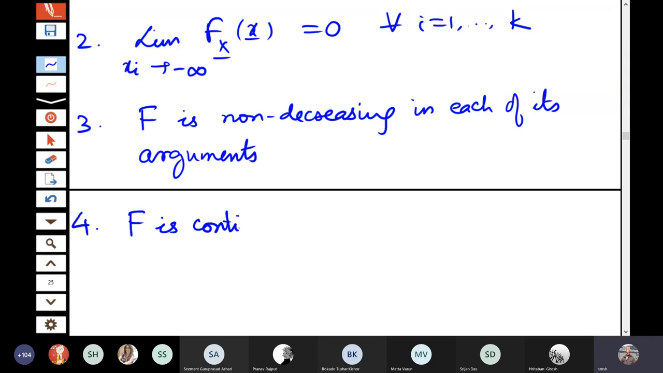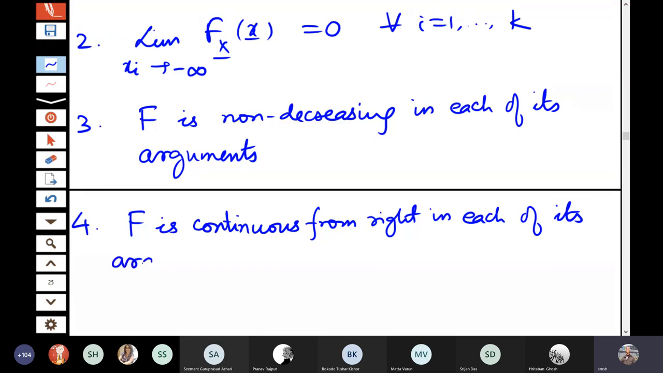F is also continuous from the right in each of its arguments. And of course, you can have jointly discrete and jointly continuous random variables. So you will have the joint PMF and joint PDF.